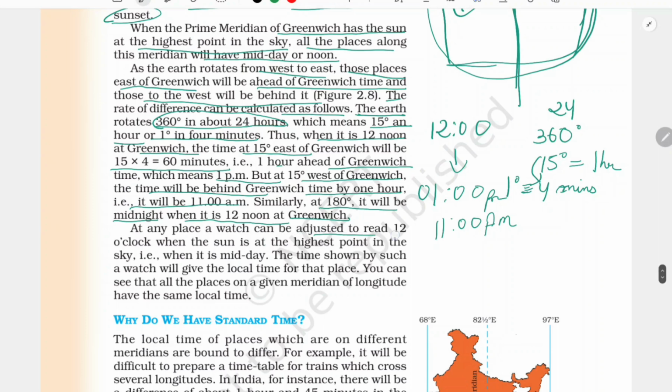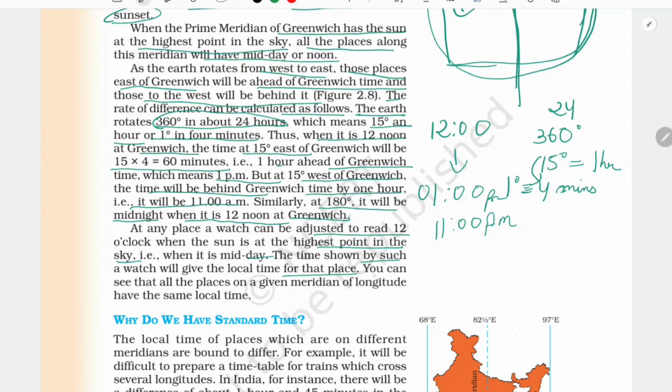At any place, a watch can be adjusted to read 12 o'clock when the sun is at the highest point in the sky. When it is midday, the time shown by such a watch will give the local time for that place. See, when we are going into any area and you observe that the sun is at the highest place, in the middle, and your shadow looks very short, then based on that also you can adjust your clock and you will be on the local time of that very area.